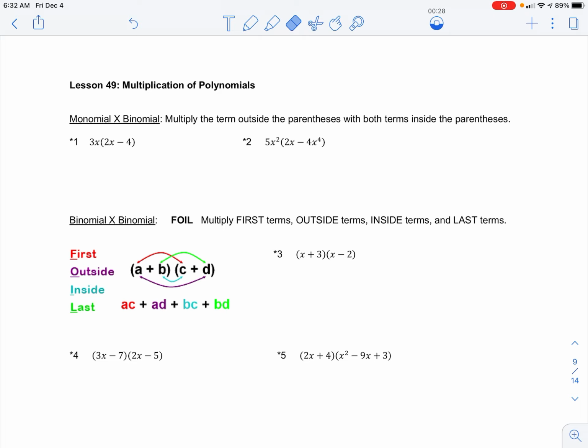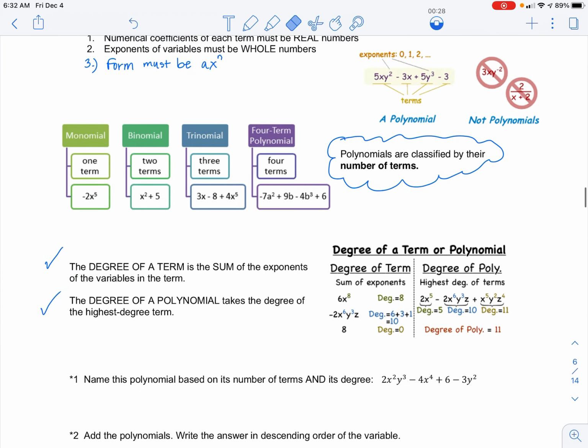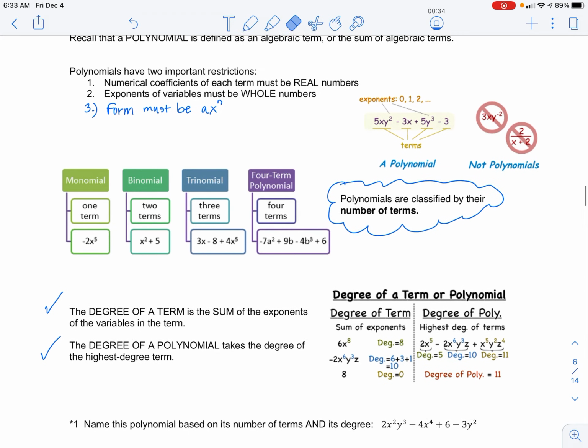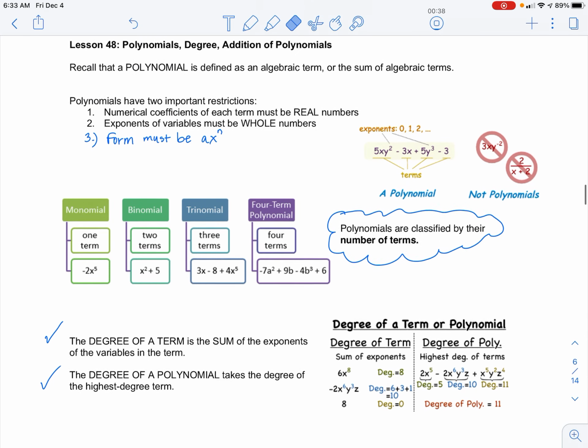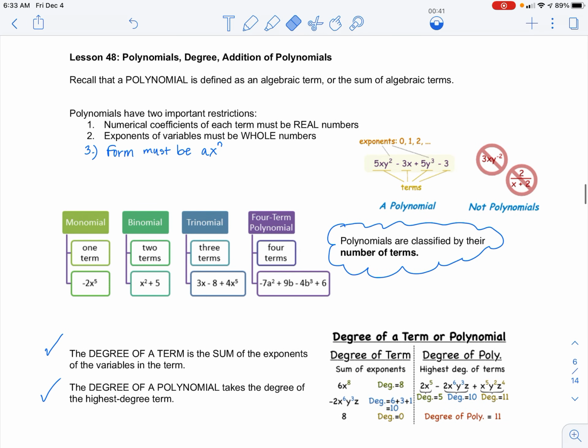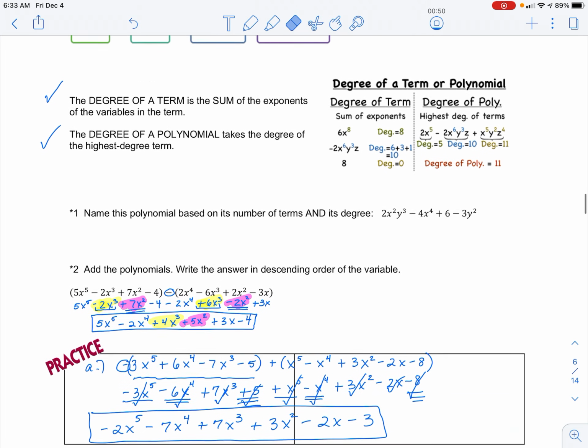Before we start with 49, I just want to go back to what we talked about yesterday in class, which was lesson 48. We talked about polynomials. So let's review what a polynomial is. Remember that a polynomial is simply an algebraic term. It's going to have degrees on it. We can tell the degree of a polynomial and we can tell the degree of a term. So let's review that for just a moment.